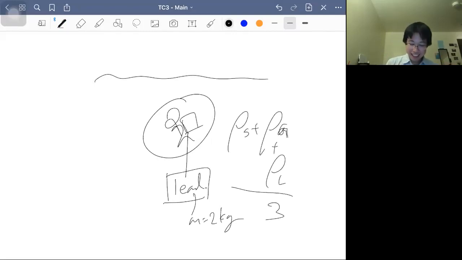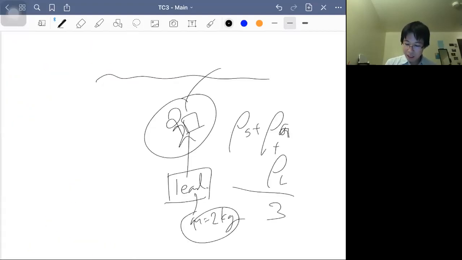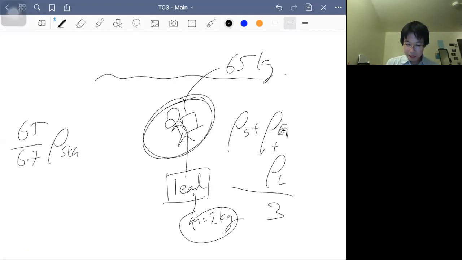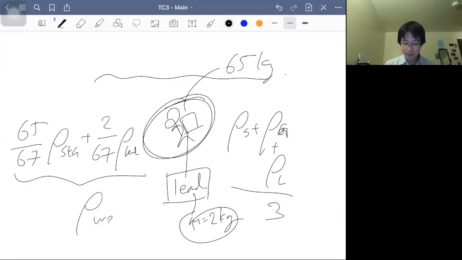So what you need is, let's say this is 2 kilograms, and the mass of the diver plus gear is 65 kilograms. So technically, what you need to do is 65 over 67 of the density of the scuba diver plus gear, plus 2 over 67 of the density of the lead, and compare this combination with the density of the seawater. You see how complicated this becomes. So if you know what to do, that is true.